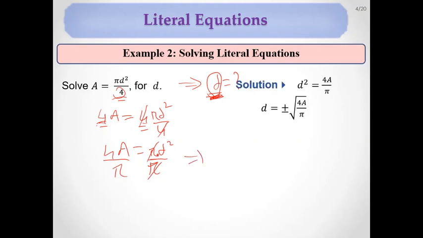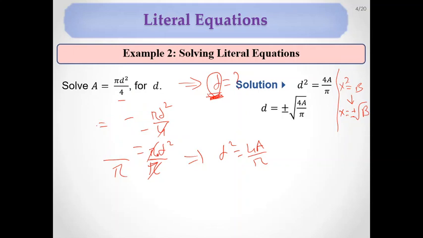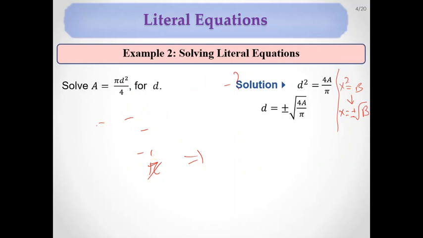D squared is equal to 4A over pi, and this is something like x squared equals b. So how do you solve it? There are two solutions. You take the square root of b and put plus or minus, so we have two solutions. This is how we solve it.